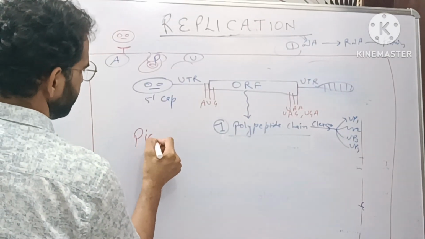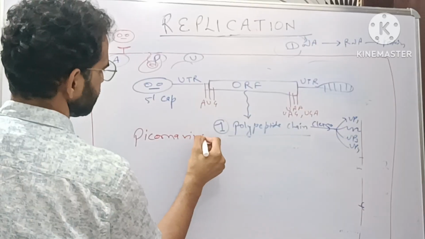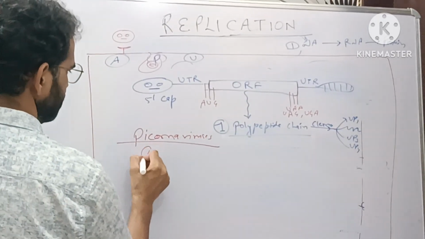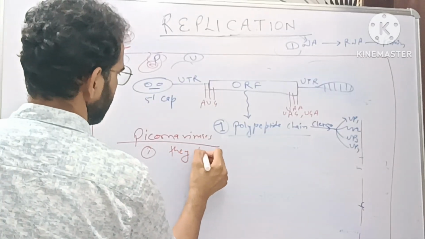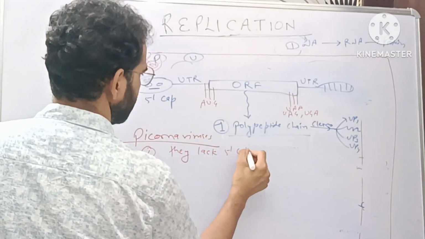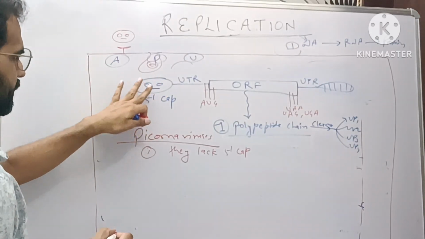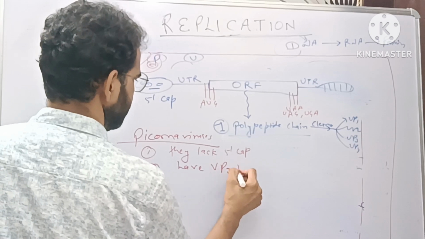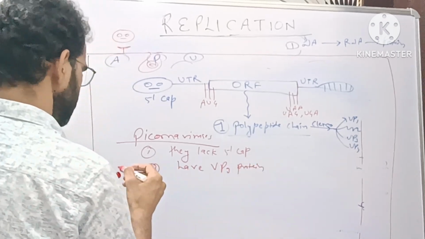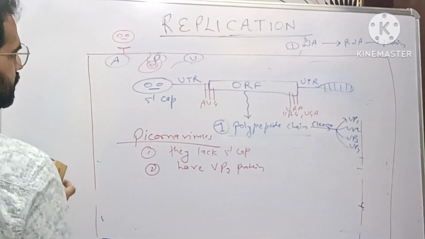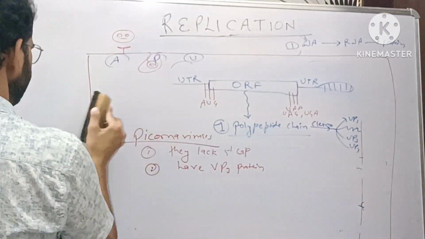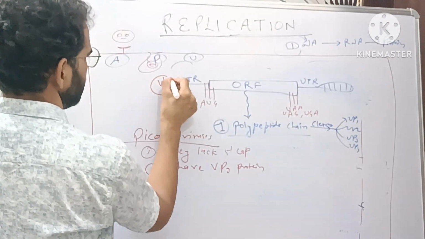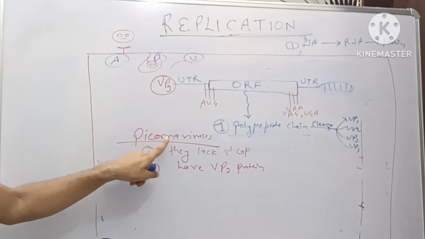In case of picornaviruses like FMD or polioviruses, number 1, they lack the 5 prime cap. This 5 prime cap is absent, but at its place they have VPg protein. This is in the picornaviruses.